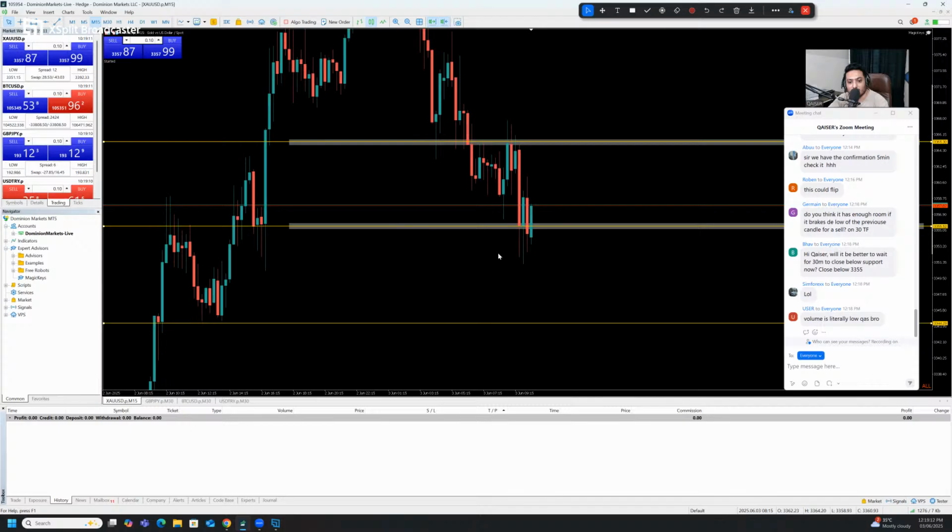Look at this one. No confirmation, just printing side by side. Volume is literally low.